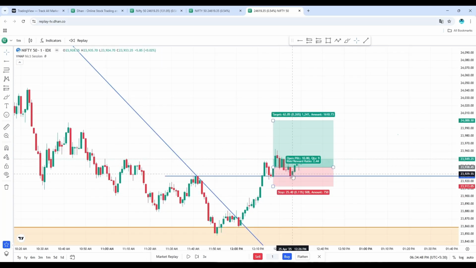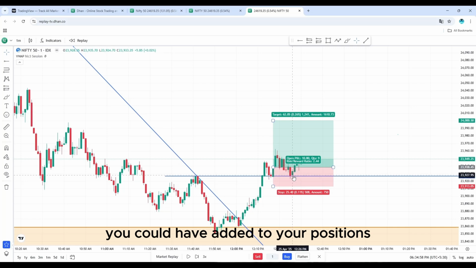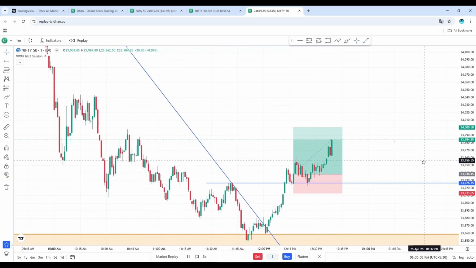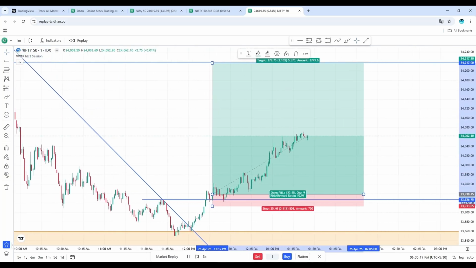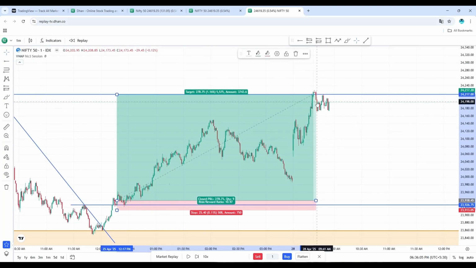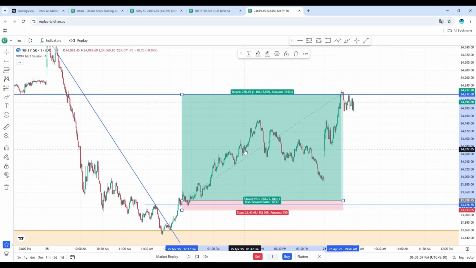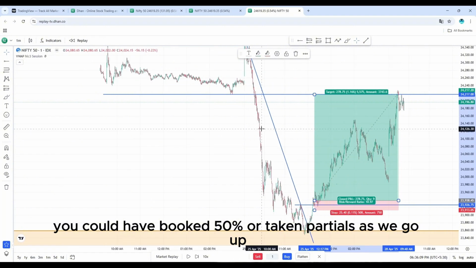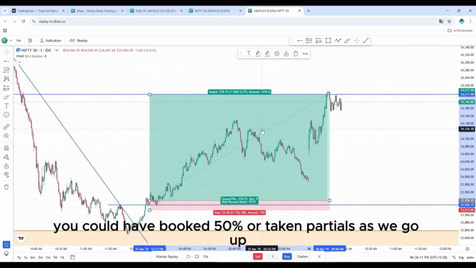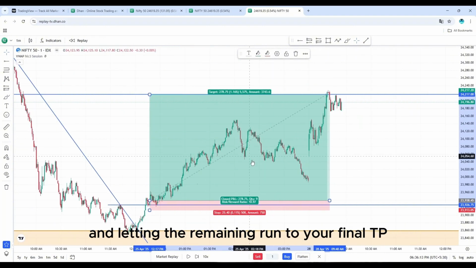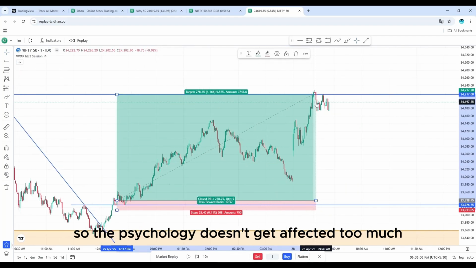As you can see, there was one more retest here. You could have added to your position one more time here. There we go. However, this trade took a while to play out. Therefore, you could have booked 50% or taken partials as we go up, letting the remaining run to your final TP, so your psychology doesn't get affected too much.